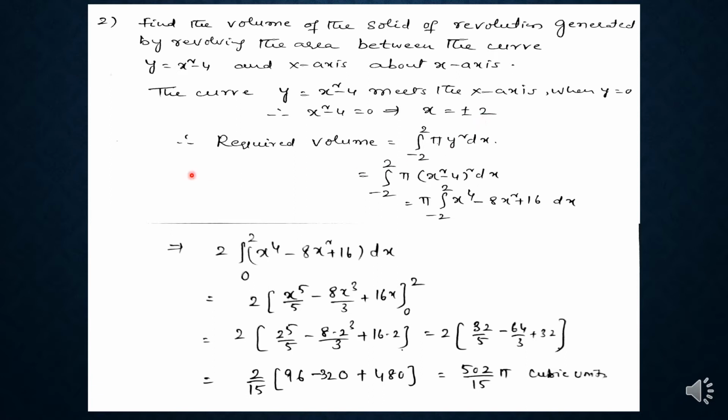Now write the formula for the required volume, which is the integral from a to b of pi y square dx. So this is about the x-axis, revolving the area between the curve and the x-axis about the x-axis. That is equal to the integral from minus 2 to 2 of pi into (x square minus 4) whole square dx. Now the constant pi into the integral from minus 2 to 2; here this is in the form of (a minus b) whole square, that is x to the power of 4 minus 8x square plus 16 dx.